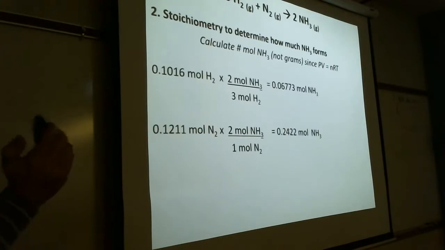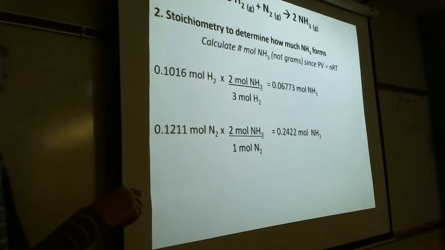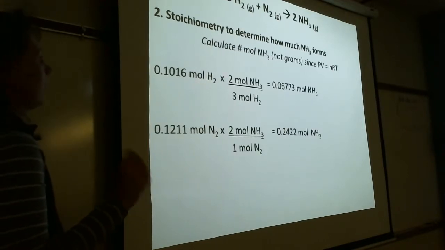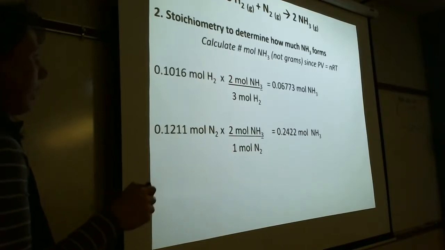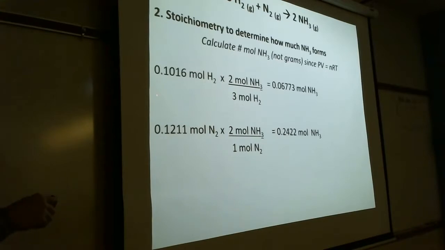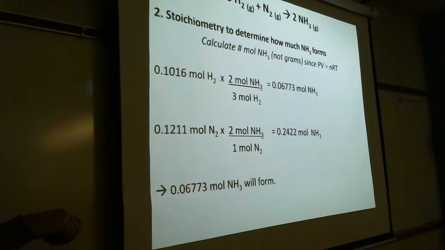So now it's limiting reagents. For the H2, the mole ratio is 2 to 3. And for the N2, the mole ratio is 2 to 1. So that means that the limiting reagent here is the hydrogen gas. So that means that the moles of NH3 is 0.06773. I'm carrying out extra digits because I'm going to round at the very end. Do we agree on the stoichiometry part?